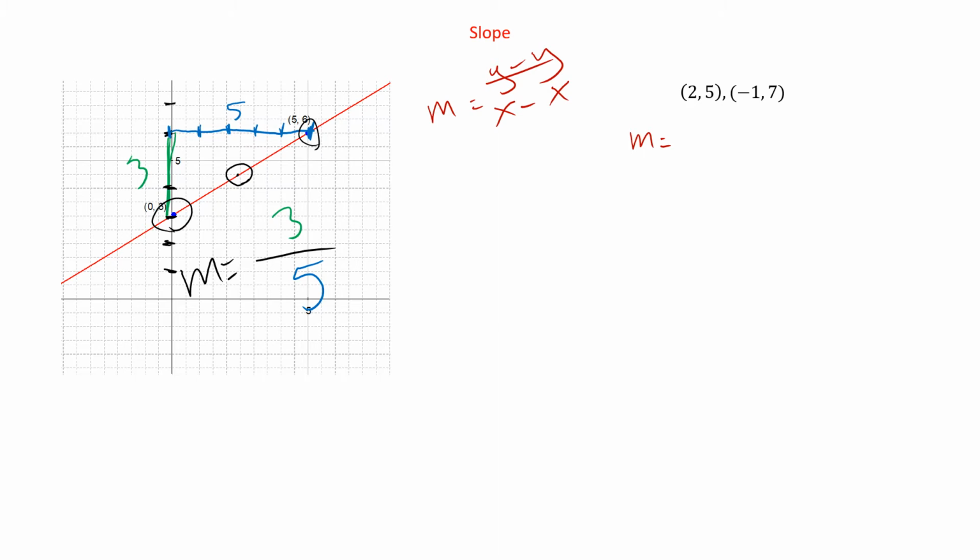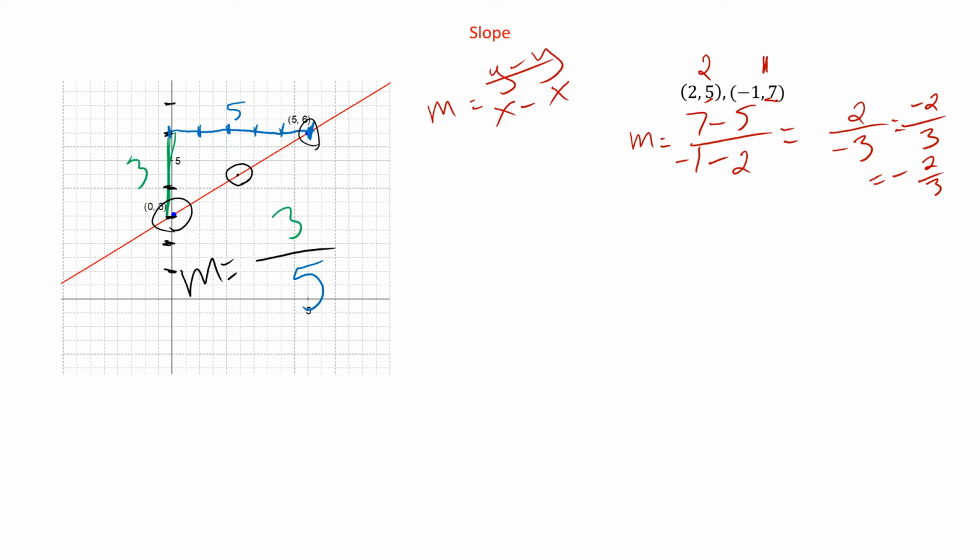Let's choose, I like the 7 minus 5. So let's choose this is point 1, this is point 2. So slope is going to be 7 minus 5 over, and now the x's have to be in the same order. Since we went 7 minus 5, we're going to need -1 minus 2. So 7 minus 5 is 2 over -1 minus 2 is -3. So our slope is 2 over negative 3, which could also be written as negative 2 over 3 or negative 2/3. All of these fractions mean exactly the same thing.